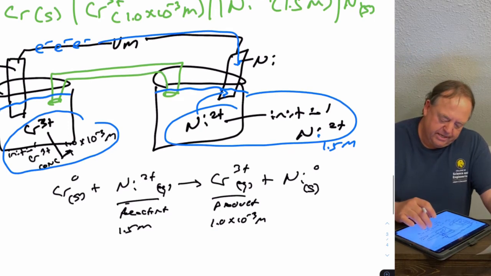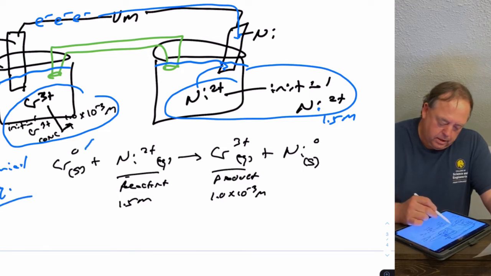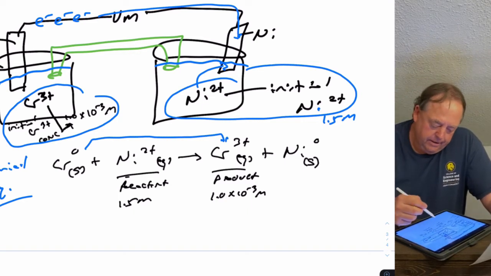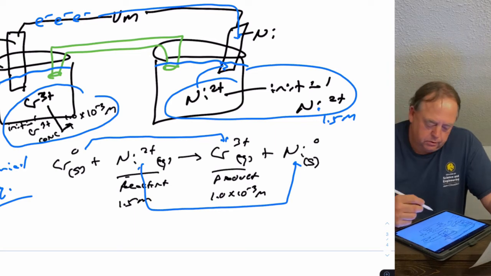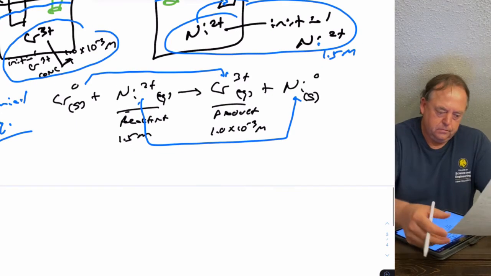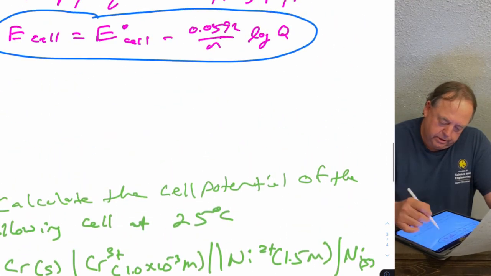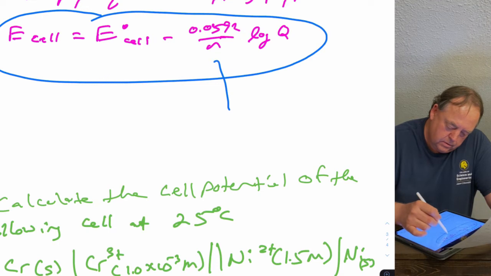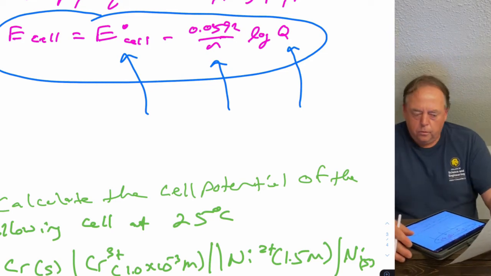Okay, so now what's a product? What's a reactant? If you write the chemical equation, chromium gives up 3 electrons and becomes chromium-3. So chromium-3 is a product in this reaction. And nickel-2 picks up 2 electrons and becomes nickel 0. So nickel-2 is a reactant in this problem. Okay, so we need to figure out what N is, and we need to figure out what E0 is, and we're given values so that we can plug in for what Q is.